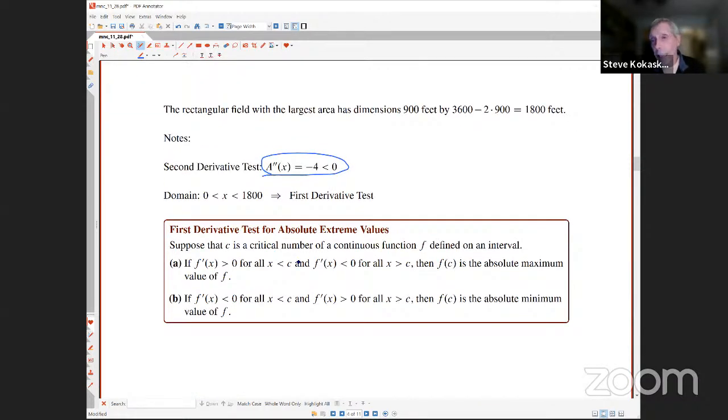So this is a test that might be used if I said, well, okay, the domain over here for this problem is really an open interval. So then I could not use the candidates test. So I found my critical value, I only have one, and I can use this first derivative test. If the first derivative is positive for all values on one side, negative for all values on the other side, then I have an absolute maximum value of f. And similarly for an absolute minimum value.